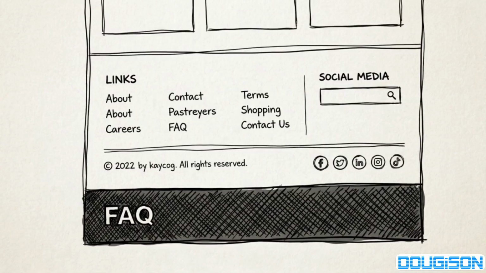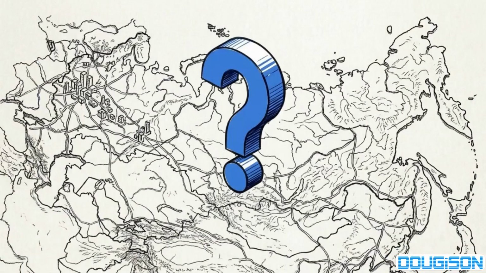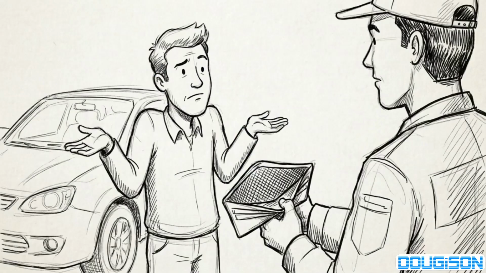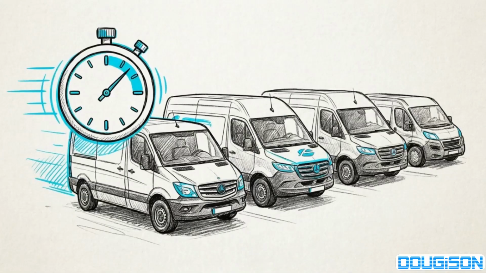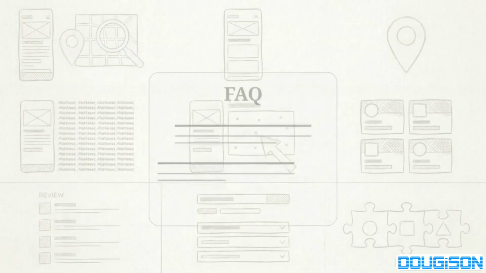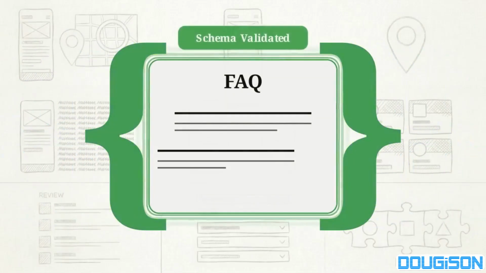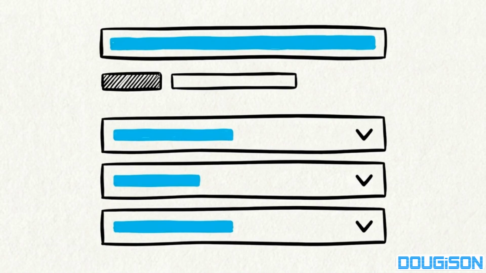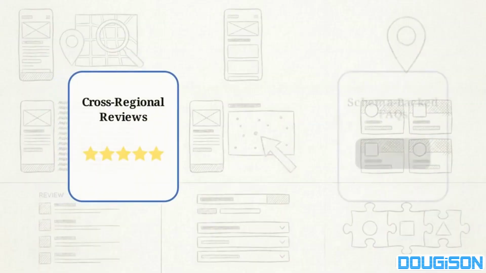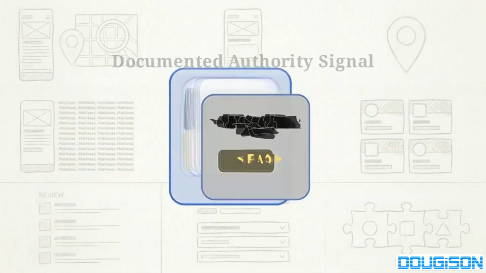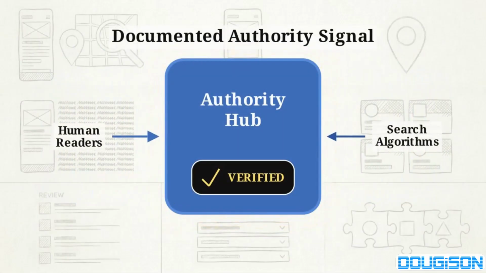Step 5 is installing a global FAQ section at the very bottom of the page. Draft 3 to 5 broad questions relevant to your entire footprint. Answer common inquiries, like whether you charge a travel fee outside the main city, or how quickly you can deploy a team. Once the text is finalized, apply FAQ schema markup to this section inside your CMS. This markup translates your questions for search engines. It allows your page to physically take up more digital real estate directly on Google search results. By combining cross-regional reviews with schema-backed FAQs, you build a documented authority signal for both human readers and search algorithms.